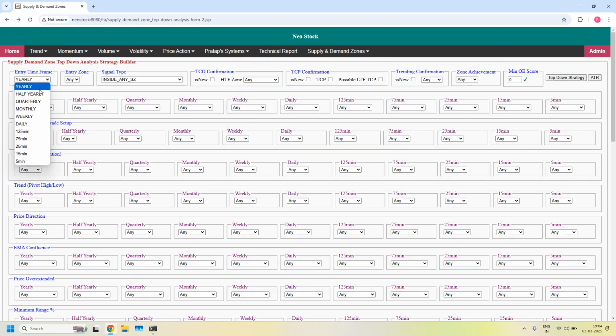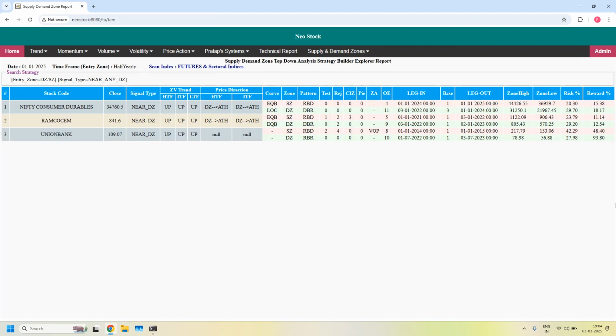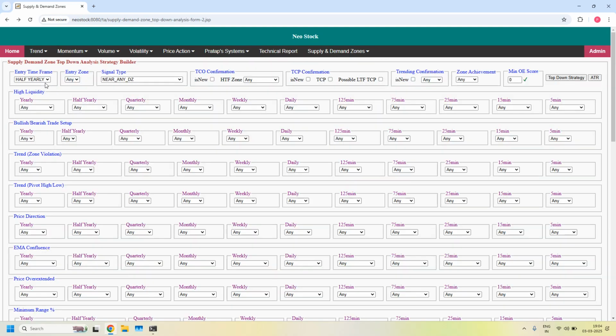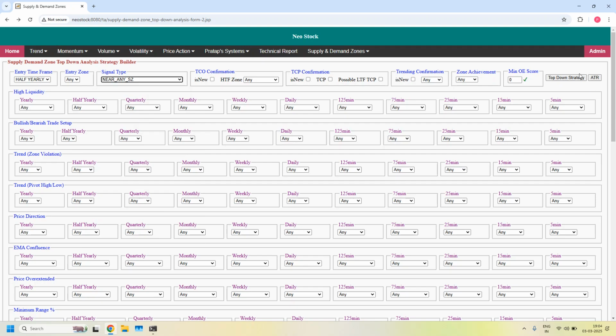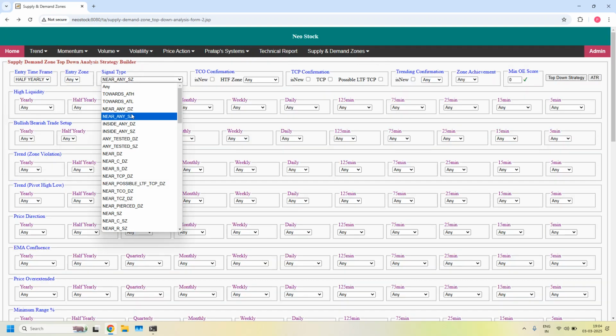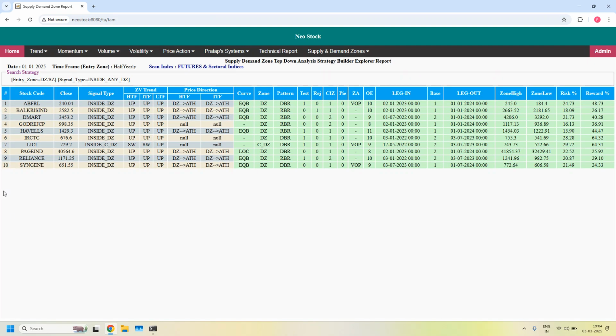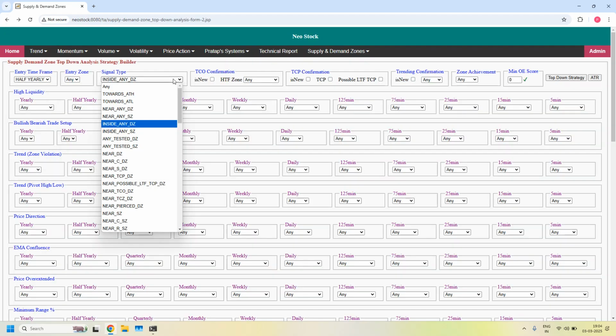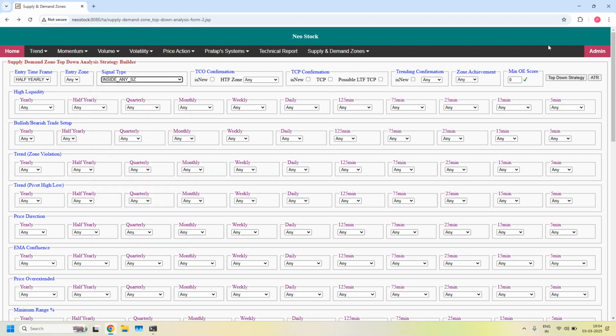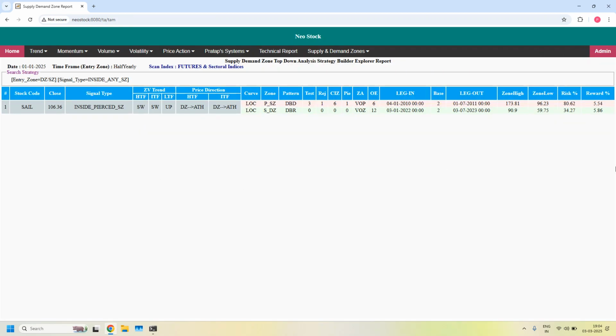Next time frame is half yearly. Stocks near half yearly demand zone. 3 stocks are filtered. Next, half yearly time frame, stocks near half yearly supply zone. No stocks are available. Half yearly time frame, price closed inside half yearly demand zone. 10 stocks are filtered. Next, half yearly time frame, price closed inside half yearly supply zone. 1 stock is filtered.